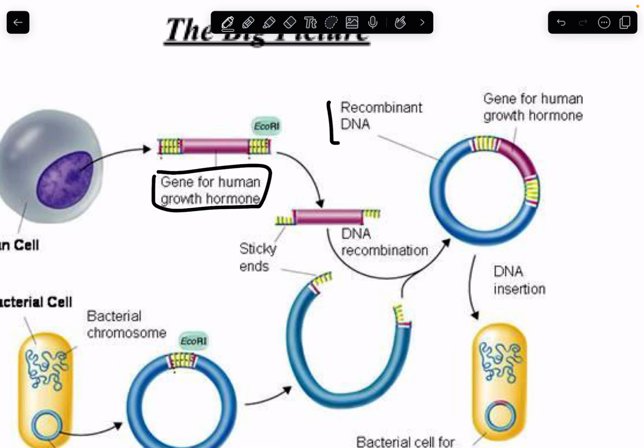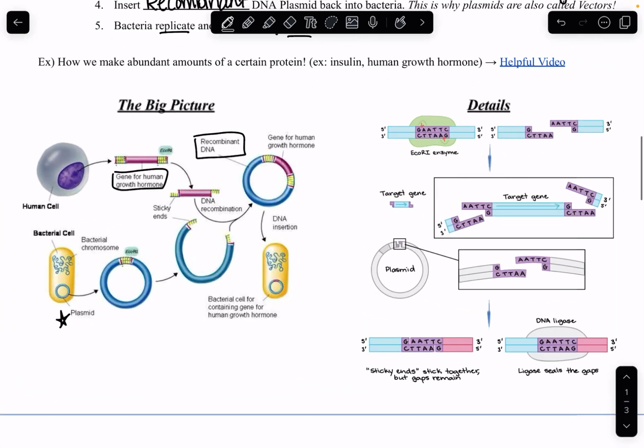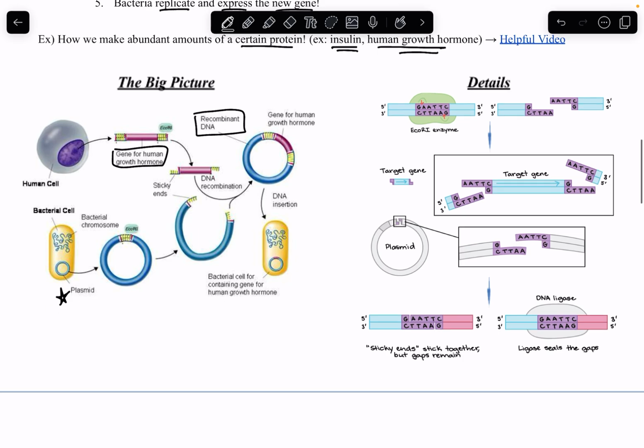Now it's called recombinant DNA because you've used restriction enzymes to cut the gene for human growth hormone, into this plasmid with the same restriction enzyme. Recombinant DNA just essentially means hybrid DNA. Then you're going to put it back into the bacteria so that it can repopulate. This is how we make abundant amounts of certain proteins. Insulin is an example, human growth hormone, etc. And then it says helpful video for you to watch.